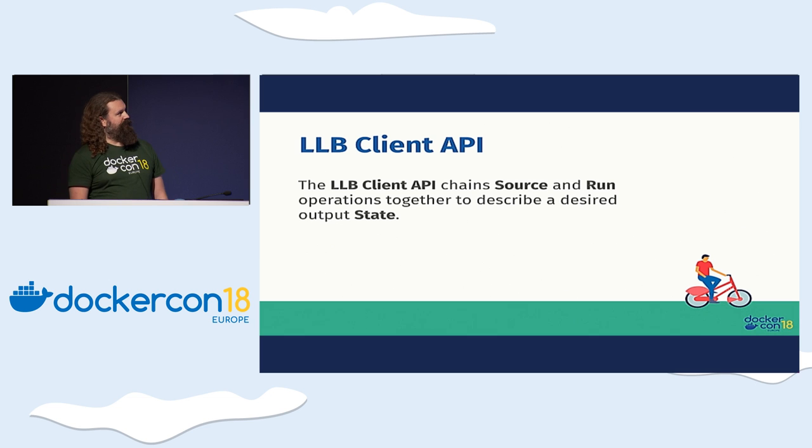Right, so one of the main things you need to do as a front-end is you need to produce some LLB. And LLB is a binary DAG format. So there is a client API which helps you by providing Go-level objects for constructing these DAGs. And the two main things that you have here are source and run operations. And you can chain those together in order to produce an output state. And a state is basically a request to the solver to run this DAG. And this is the output file system state that I would like.